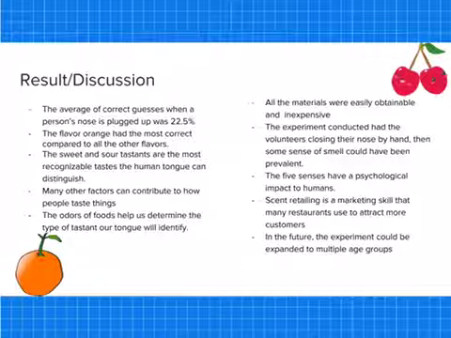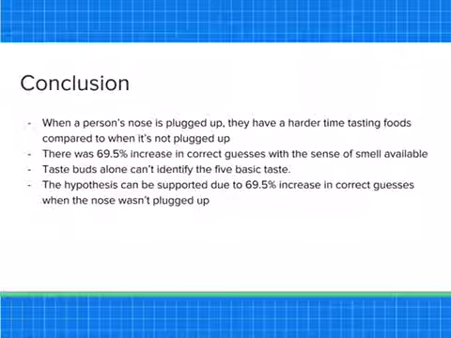The experiment could be expanded to multiple age groups. You can see how aging affects the sense of taste and smell, and how, as people age, their taste buds decrease. In conclusion, the lab proved my hypothesis, since there was an almost 70% increase in correct guesses when the sense of smell was available.